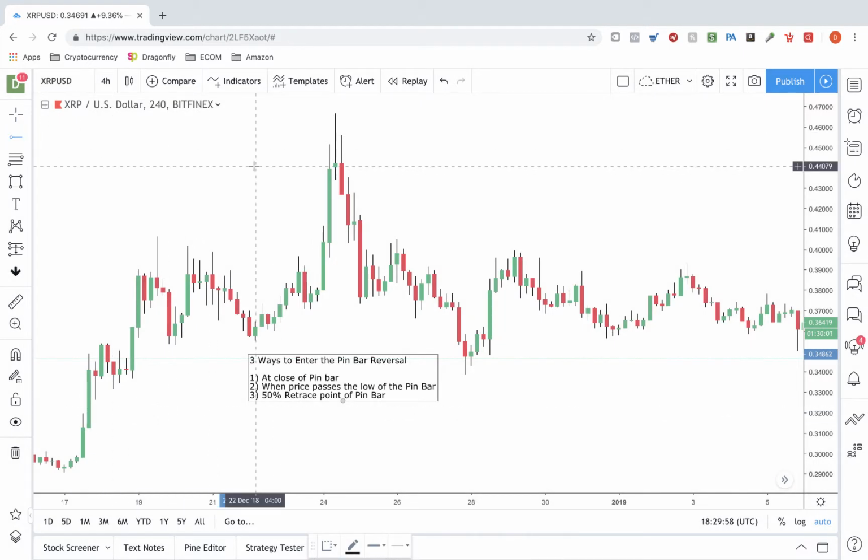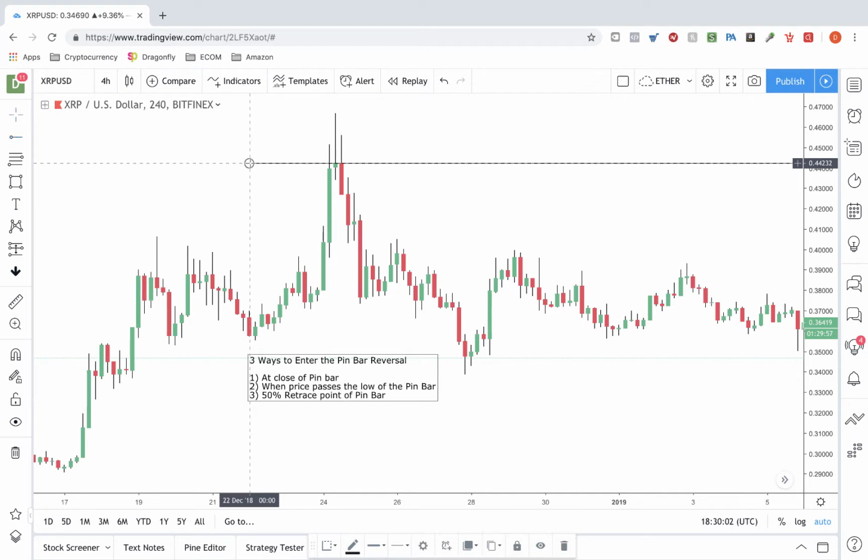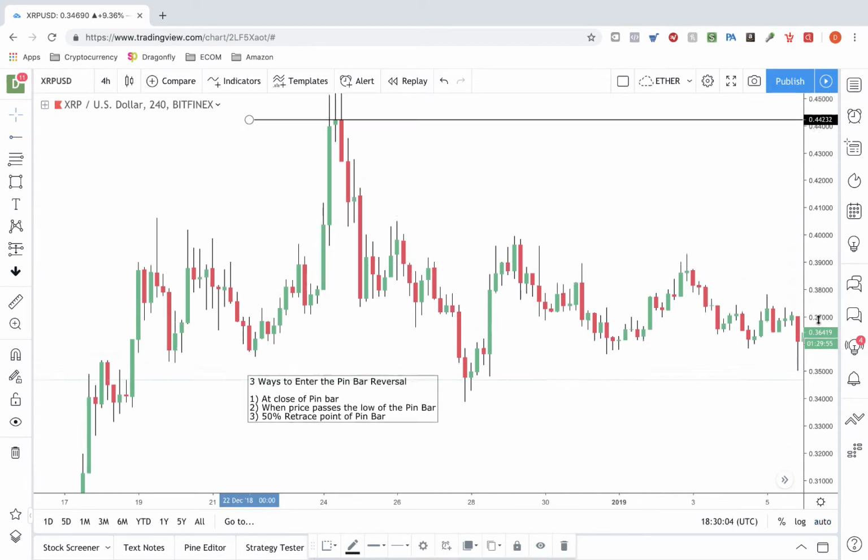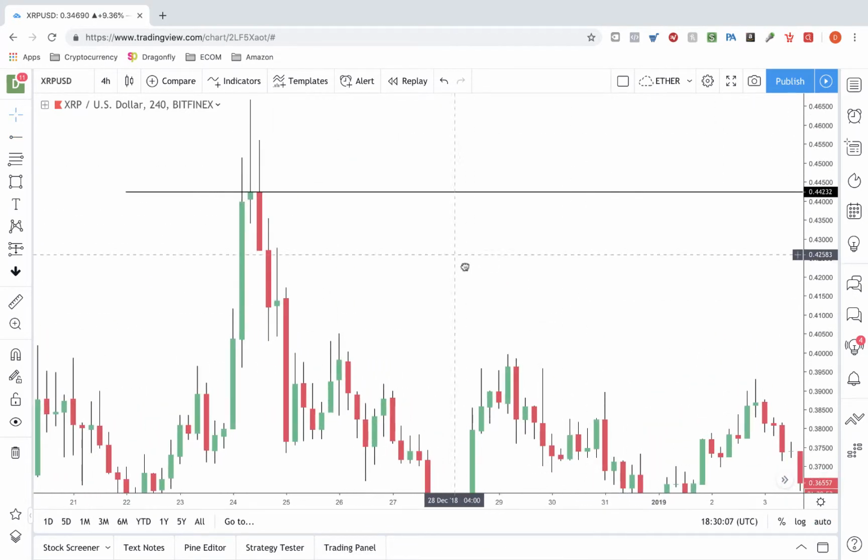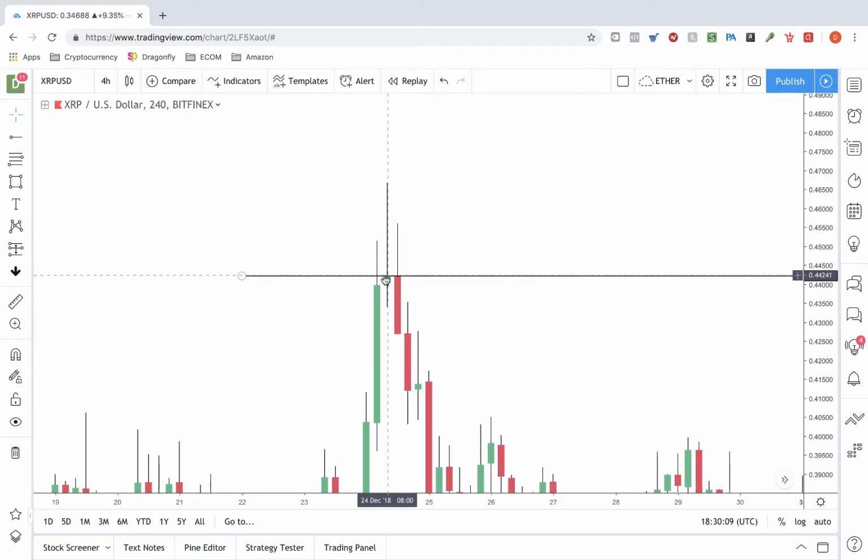So you can either enter at the end, or the close, of the candle. So we've got one entry here at the close of the candle, which is where it ended. Since it's bullish, we know it ended going up, not down. Okay, so we can enter right there.